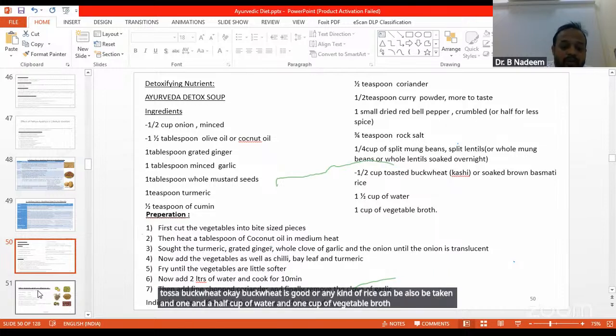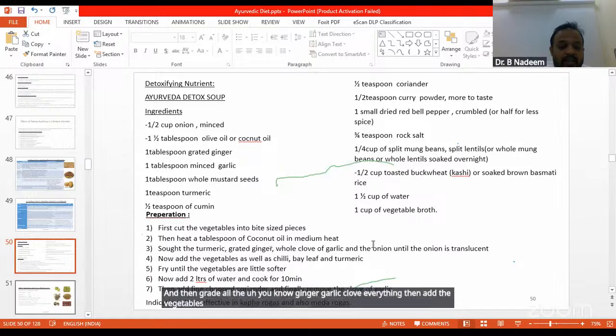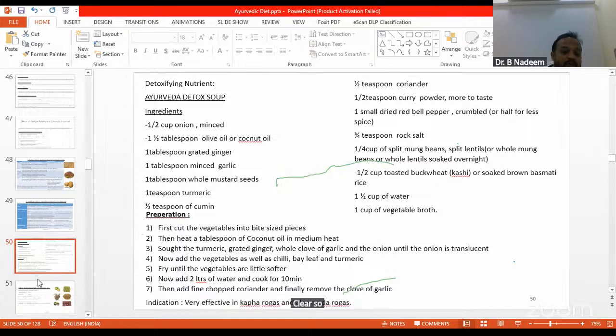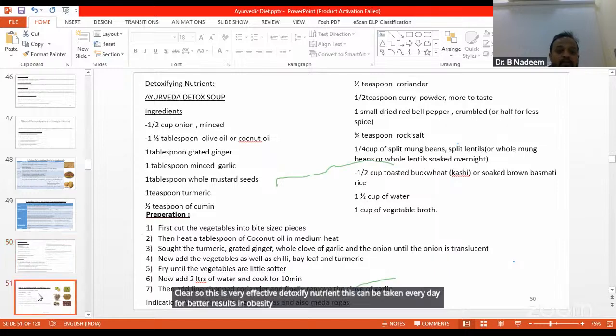Okay, we have to cut all that and mix it with the oil, and then grate all the ginger, garlic, clove, everything, then add the vegetables, then fry until the vegetables become a little softer, and then add 2 liters of water and cook for 10 minutes. Then add finely chopped coriander, finally remove the clove of garlic, and then it is very effective in Medas Roga. Clear? So this is a very effective detoxifying nutrient. This can be taken every day for better results in obesity. Clear, guys?